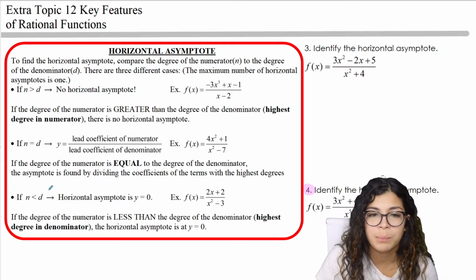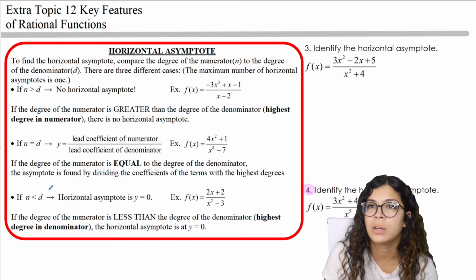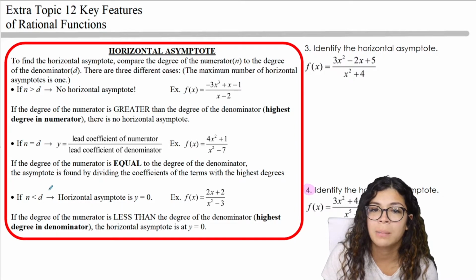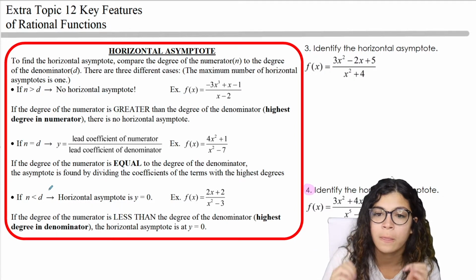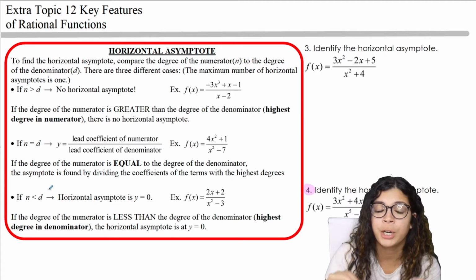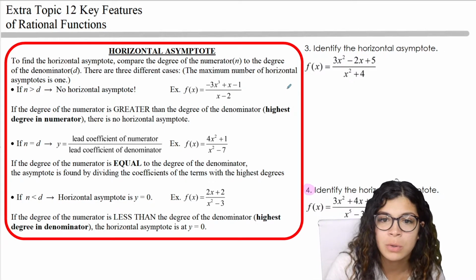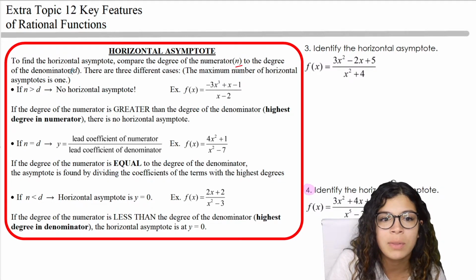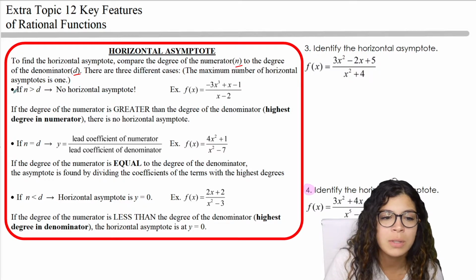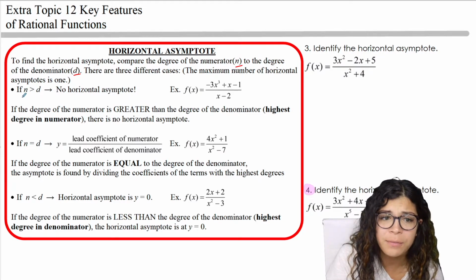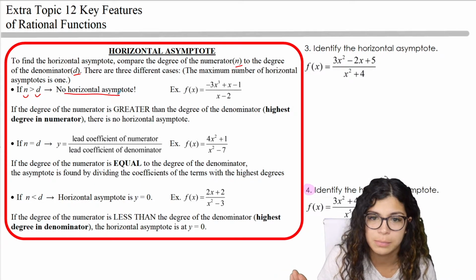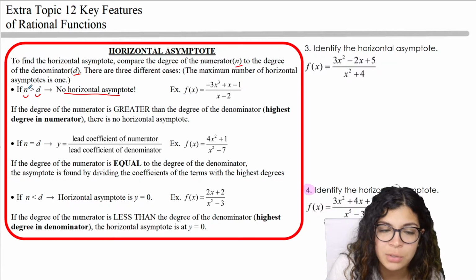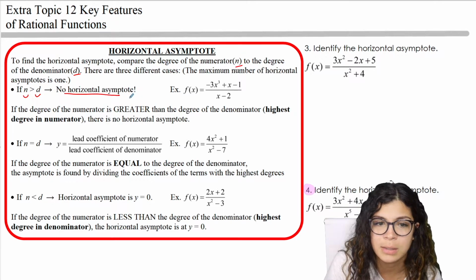So with horizontal asymptotes, what you want to look at is the degree of the numerator and the degree of the denominator. So you look at them as 2 different polynomials, the numerator and the denominator. You look at what's the degree of the numerator, and you look at what's the degree of the denominator. So the degree of the numerator, we'll call that n, and the degree of the denominator, we'll call that d. So these are the 3 different scenarios. If n is greater than d, then there's actually no horizontal asymptote, okay? So if the degree of the numerator is greater than the denominator, there's no horizontal asymptote. So I just like to remember this with this statement right here.